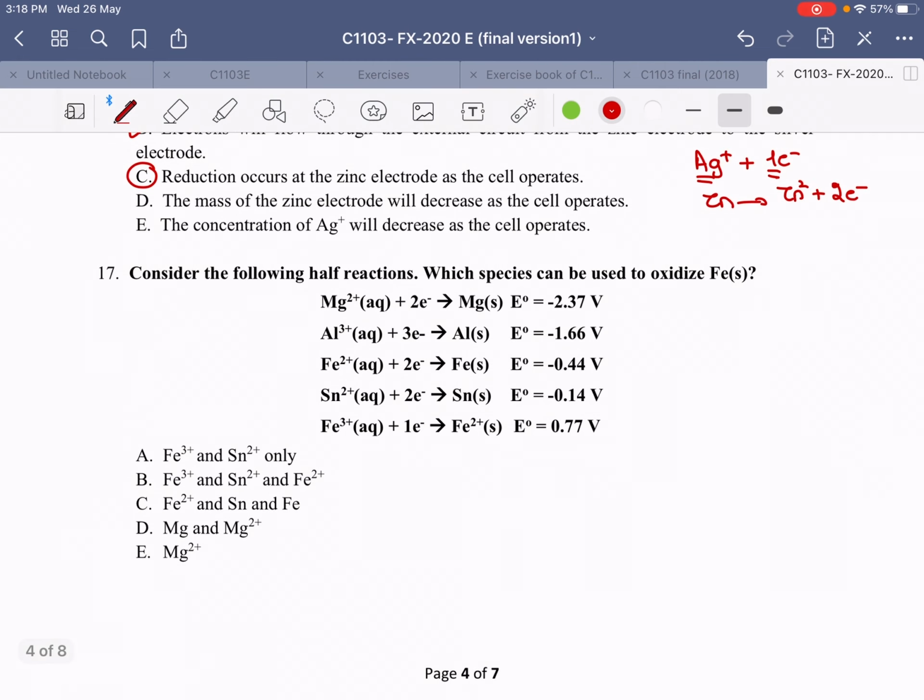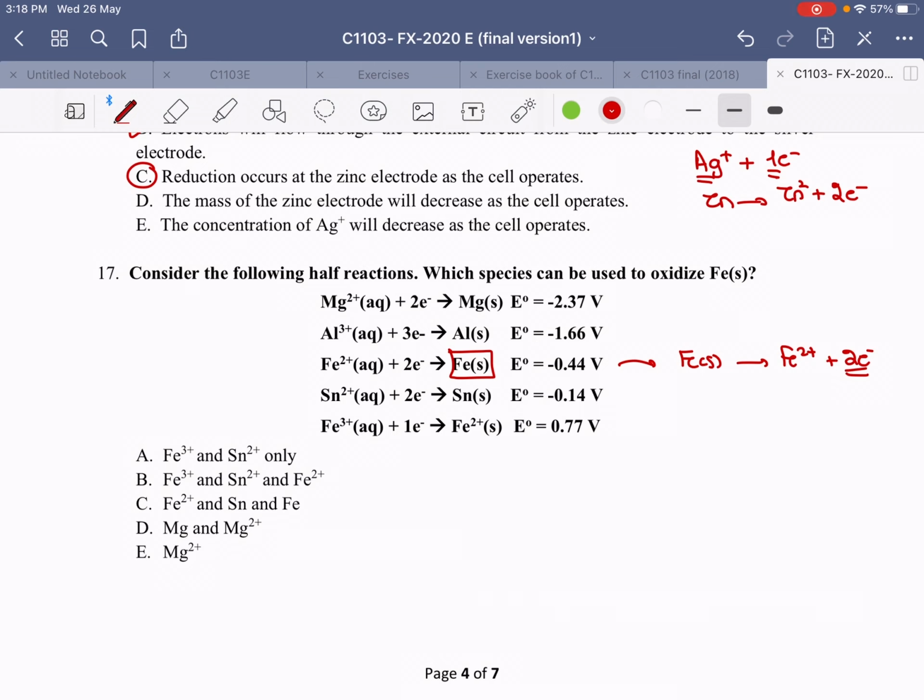Number 17. Consider half reactions. Which species can be used to oxidize Fe solid? like هون. ال Fe solid has to be oxidized. يعني ال Fe solid has to change into Fe2 plus 2 electrons. It has to lose 2 electrons. It is at the anode.